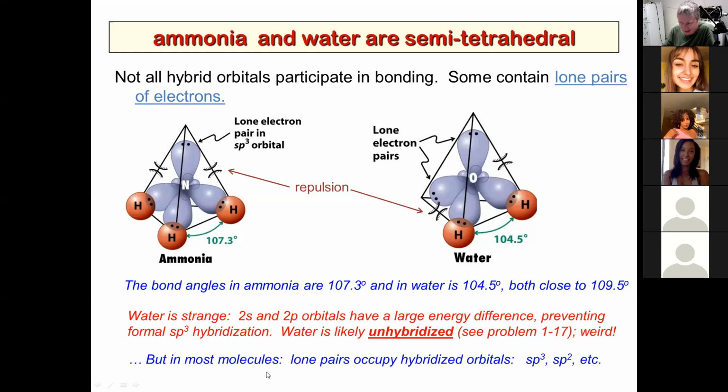In most cases, in most molecules where we have lone pairs, they occupy hybridized orbitals. That's a general rule. Usually, like with nitrogen in molecules, where you have a lone pair, it's usually going to be a hybridized sp3 thing. Keep that in the back of your mind because we're going to see that again soon. That in most molecules, lone pairs occupy hybridized orbitals.